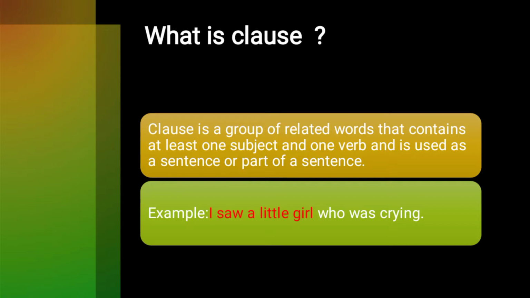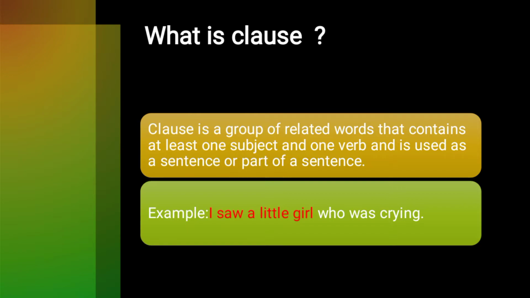So what is a phrase? A phrase is basically a meaningful sequence of two or more words, but it contains neither a subject nor a verb. In order to convey a complete meaning, a phrase must combine with a clause. So what is a clause in English grammar? A clause is a group of related words that contains at least one subject, the doer of the action, and a verb, and is used as a sentence as well as part of a sentence.